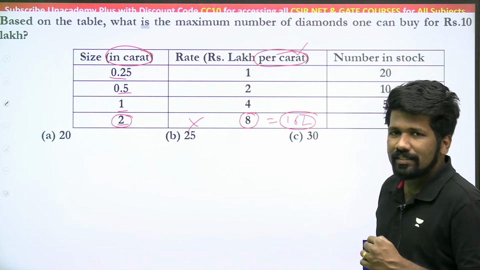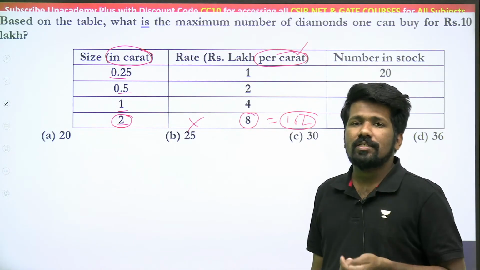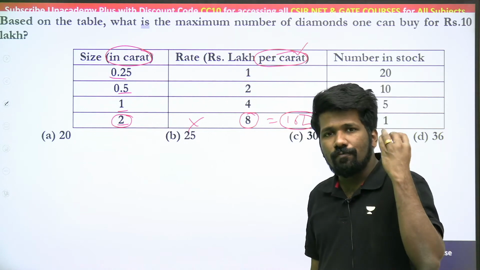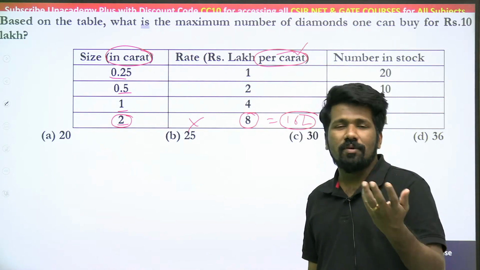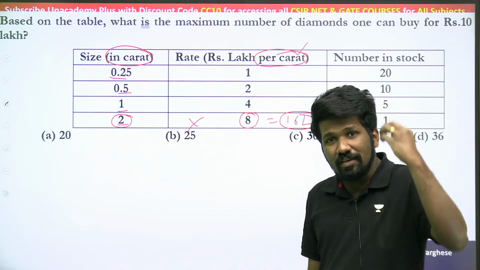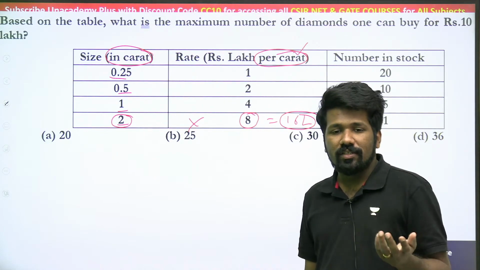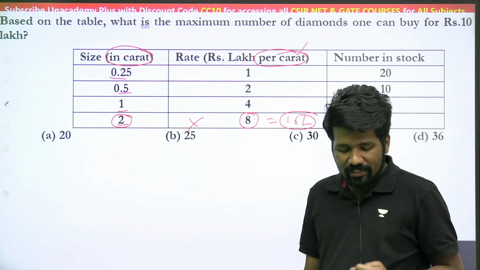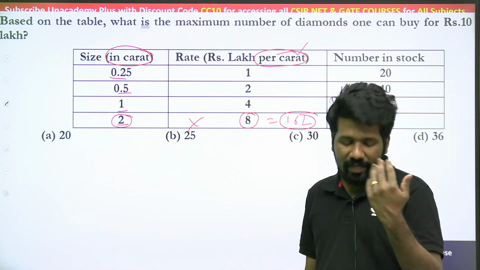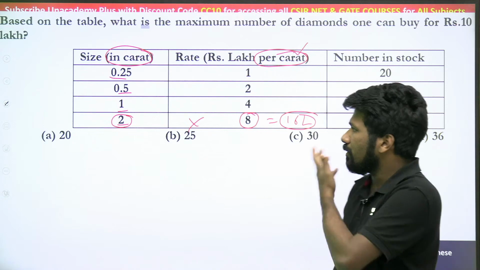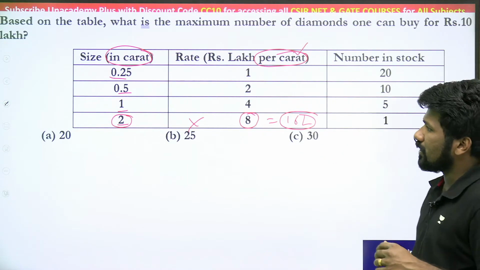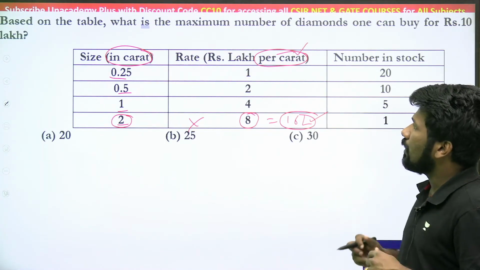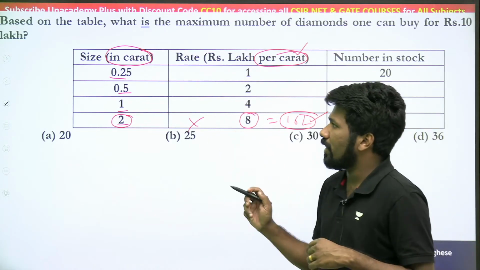Okay, that is clear. It is like if the price of 1 kg onion is 40 rupees, then the price of 2 kg onion will be 80 rupees. If the per kg price is told, for example, if you go to a vegetable vendor, they will say the price of 1 kg is this much, so if you want 2 kg, you have to multiply that price by 2. So 2 into 8, 16 lakh will be the total price of that diamond.